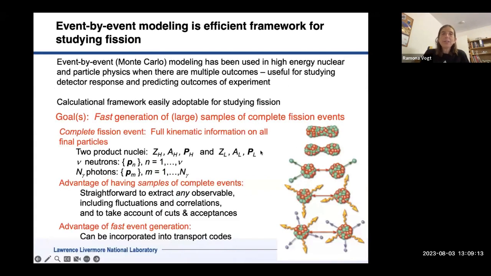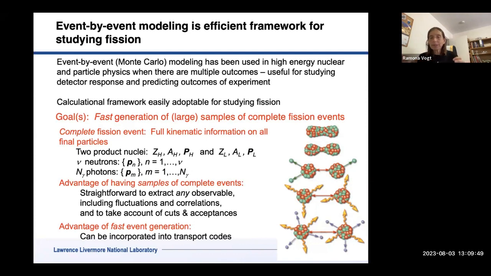Okay, so this event by event modeling that makes complete fission events every time is really efficient for studying fission. And event by event is something that's done a lot in, say, high energy physics, where there's also codes with cute names like Pythia, based on the Greek god who could tell you the future. So it's used a lot when there are multiple outcomes.